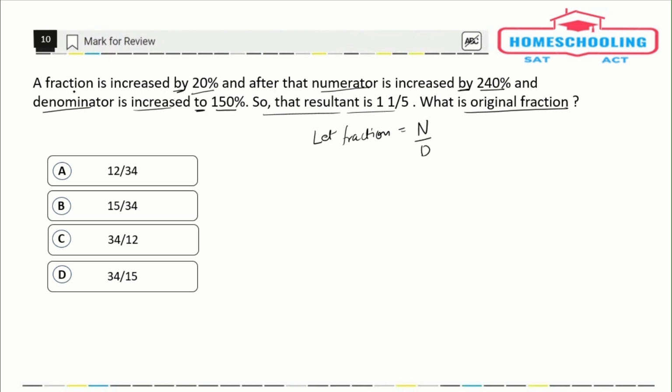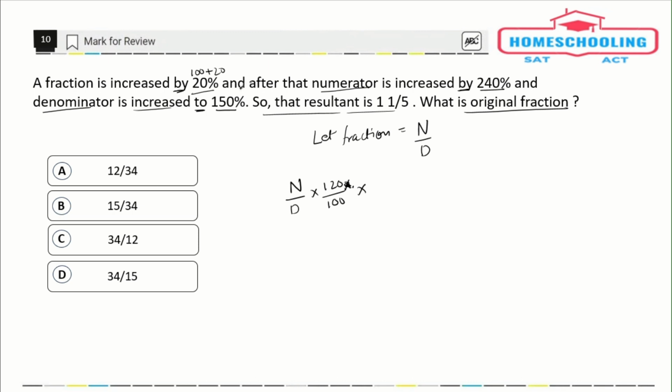So in the question, a fraction is increased. So let's take this fraction, numerator and denominator. It is increased by 20%. So that would be 100 plus 20. If we use by, then plus that much percent. So this would be 120%. Or we can write it, if we remove the percentage, as 120 divided by 100.